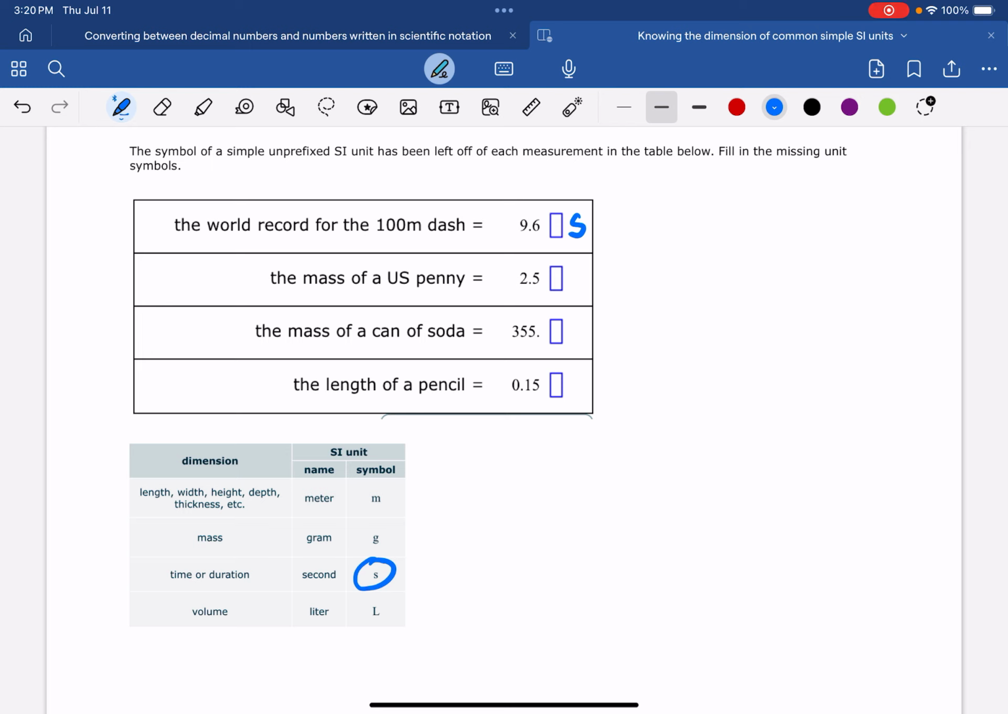The mass of a US penny, I'm pretty sure if we talk about mass, that's this right here, and that's going to be grams. The mass of a can of soda, literally they could say mass of anything, and it's always going to be grams. Now again, if we start measuring the mass of elephants or buildings, we don't want to do it in grams. We're going to use some prefix in front of that.